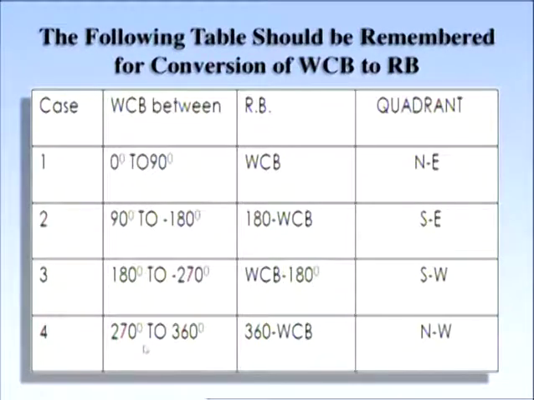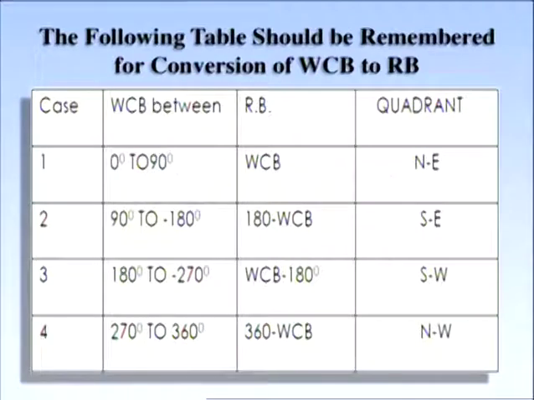In the same way, if your angle is between 270 to 360 degrees, then to find the reduced bearing you have to subtract your reading from 360. So this is the equation: 360 minus whole circle bearing, and here it is the fourth quadrant, that means north toward the west. So the angle you simply put over here. So it is clearly mentioned.